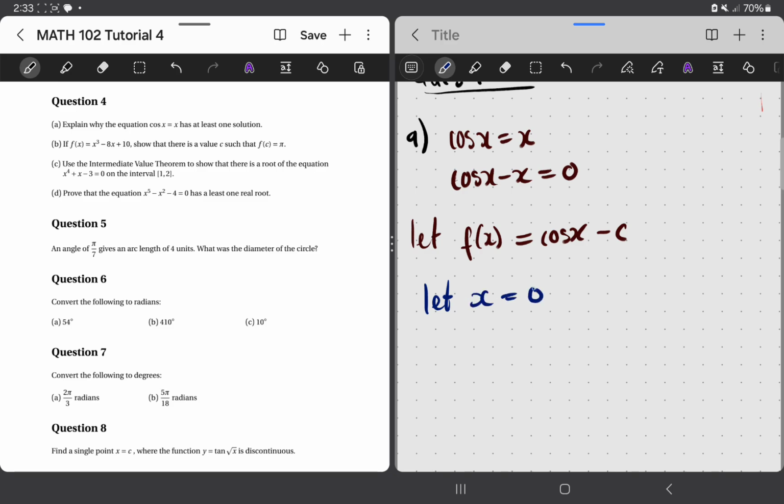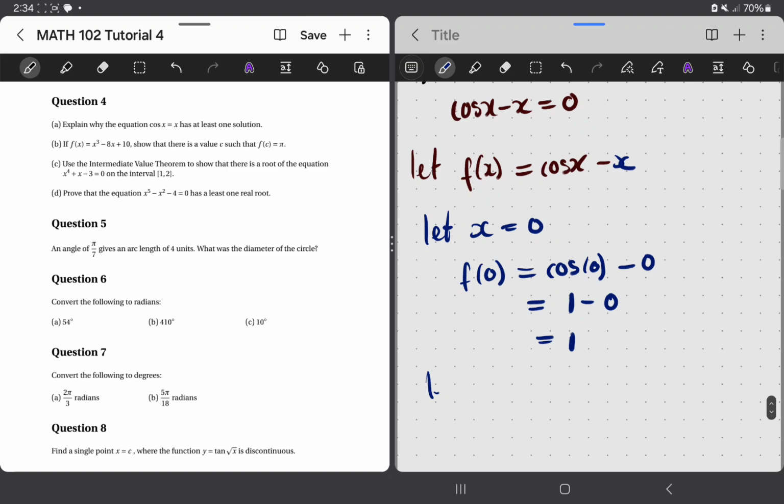So we can say, let x be equal to 0. What would we get? f of 0 is equal to cos of 0 minus 0. Wherever there's x, we are now putting 0, okay? This is going to be cos of 0, which is 1, minus 0, which is equal to 1.